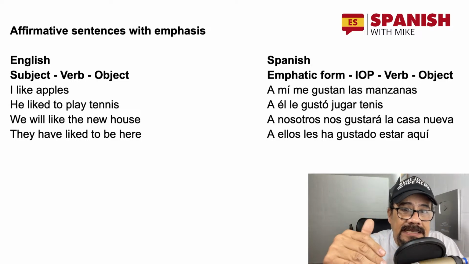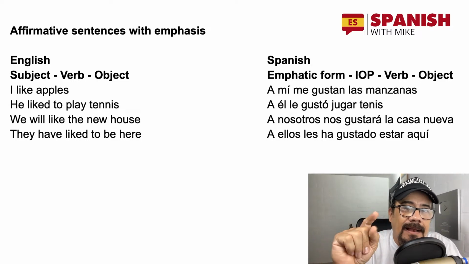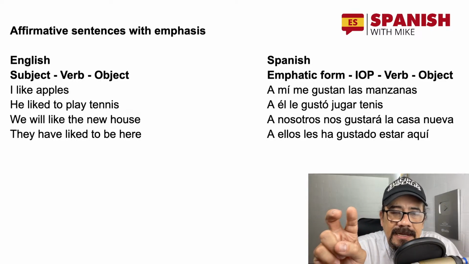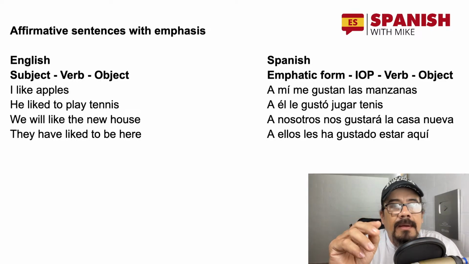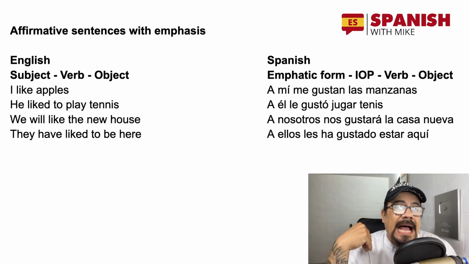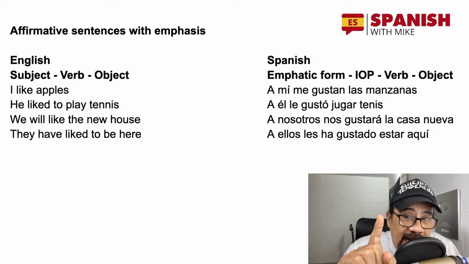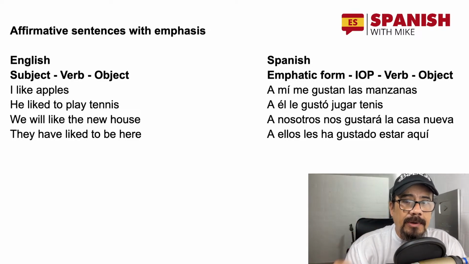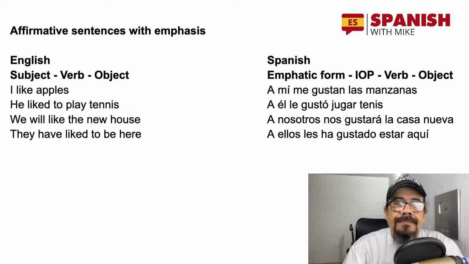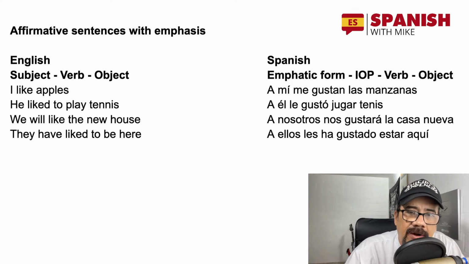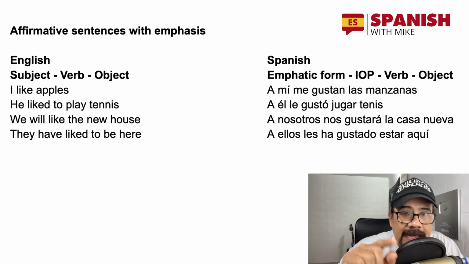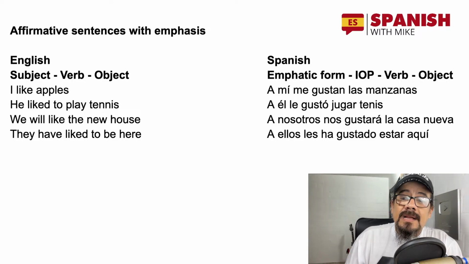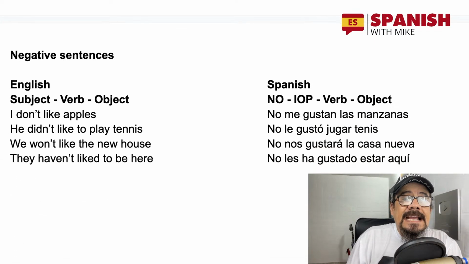He liked to play tennis. A él le gustó jugar tenis. You see, we use the emphatic form and the indirect object pronoun. We would like the new house. A nosotros, emphatic form. Nos, indirect object pronoun. Gustará, verb. La casa nueva, object. And they have liked to be here. A ellos les ha gustado estar aquí. Nice, easy, right? So let's move to negative sentences.